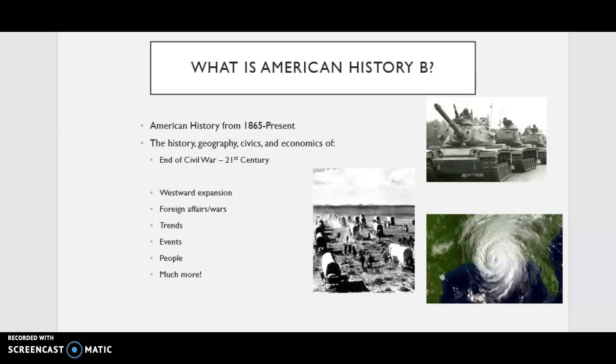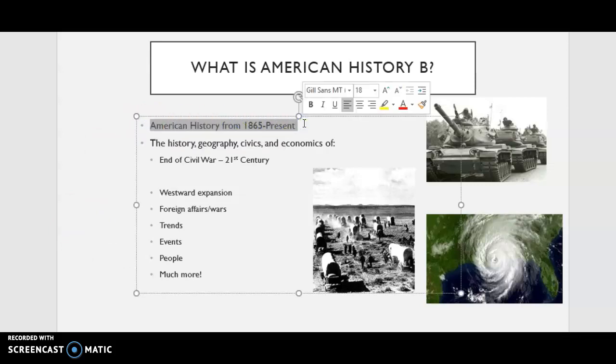Well, all kinds of things. We are doing the Civil War mini unit for starters, and then basically we're going to be learning about American history from 1865 to present. A combination of history, geography, civics, and economics. We'll talk about the end of the Civil War to almost present day.